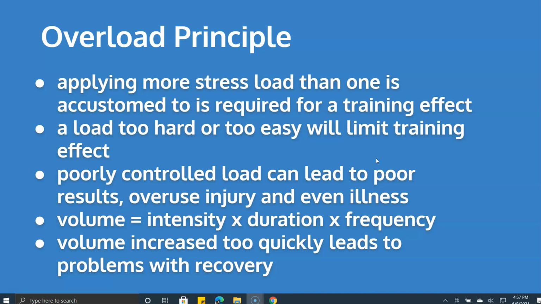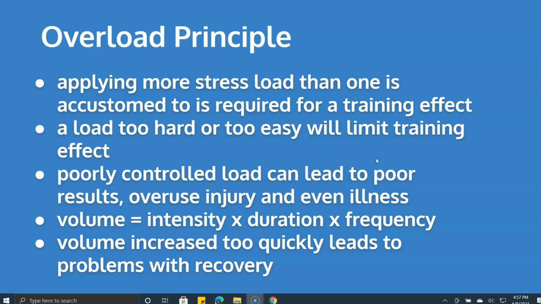A load that's too hard or too easy will limit that training effect. So getting into a little bit more precision will be helpful as far as how much of a load is needed to get the right training effect. If we don't control those loads, sometimes that can lead to poor results and even an injury or potentially an illness from overtraining problems. So heart rate will help, or any kind of load parameter that we're looking at. If we know how it relates to our physiology, we can control our loads a little bit more effectively.